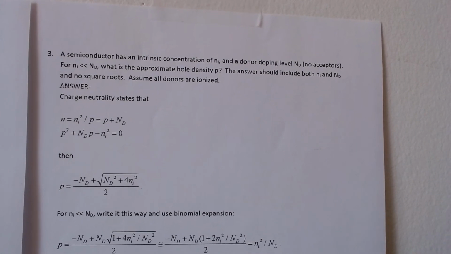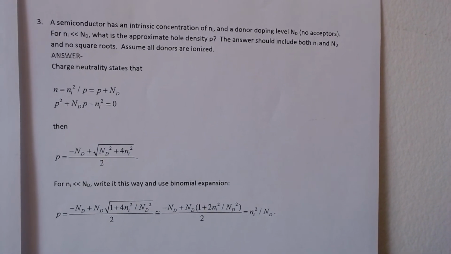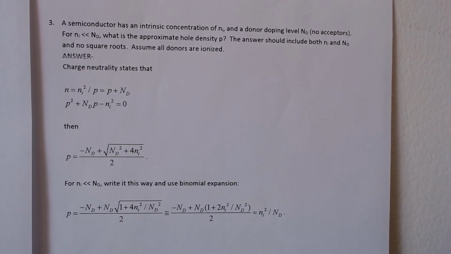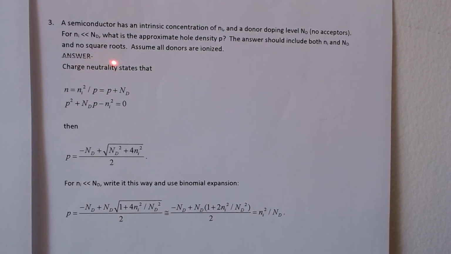Okay, going on to the final question, and that one was kind of like the last homework in the sense that I'm asking you to solve for, I mean, the difference here is that while it's an n-type semiconductor, I'm asking you to solve for p, the hole concentration. Now it starts with the same way to solve the problem, which is through charge neutrality.